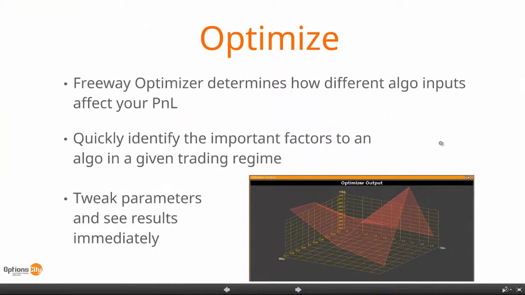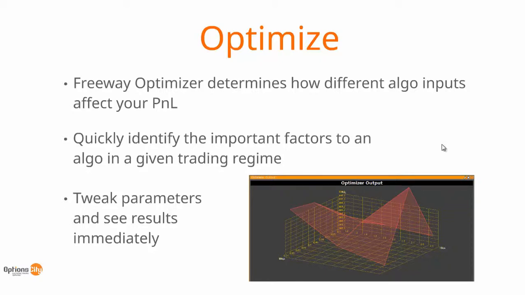Optimization is also a key factor that a lot of users have requested and made use of on our software. Obviously, with optimization, there are drawbacks such as overfitting and things like that. But by and large, it's a very useful tool to understanding how your algo is going to react as the parameters that go into it are changed.